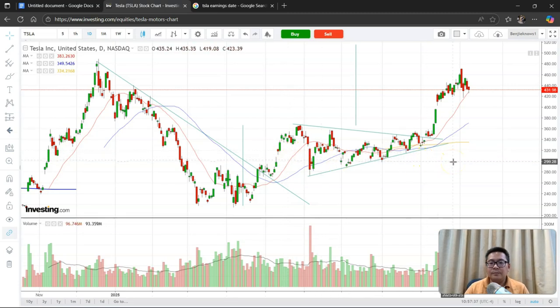So the important thing is, when you analyze the stock, you analyze it for the future, the probabilities. But when you trade the stock, you need to have precise entry.